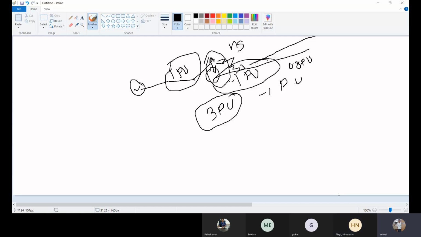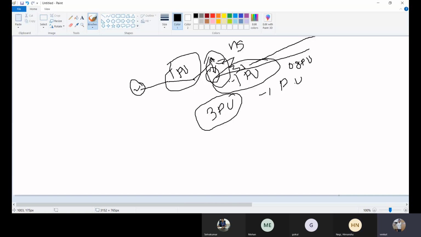What we are generally thinking is that these are trapped charges. Trapped charges will be, we are assuming, in the range of minus 1 per unit. Due to this, what happens when we perform this breaker closing action?